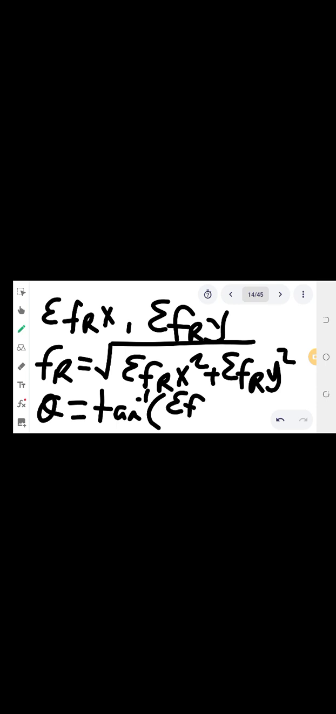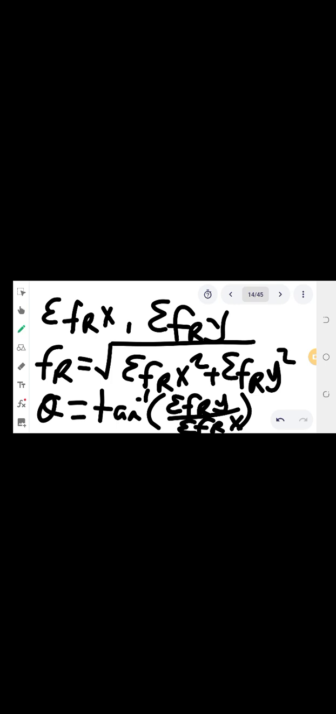the summation of forces in the y over the summation of forces in the x. So then we'll come up with a value of theta.